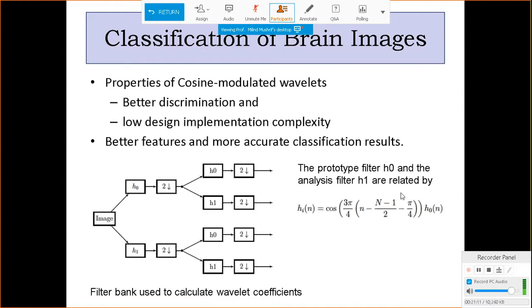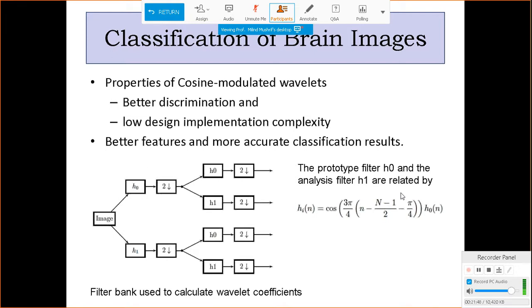In the block diagram, the filter bank used for extracting the subbands is shown. It's a two-level decomposition. After two-level decomposition, we get 7 subbands. The prototype filter is H0, which is a low-pass filter, and the analysis filter is a high-pass filter. This filter is derived from the prototype filter H0 itself by cosine modulation.